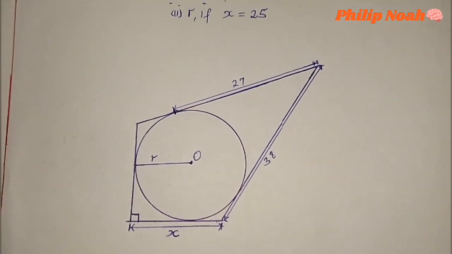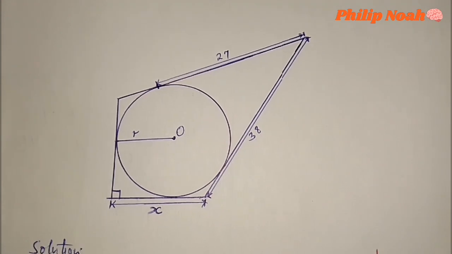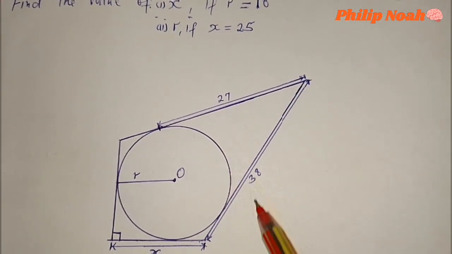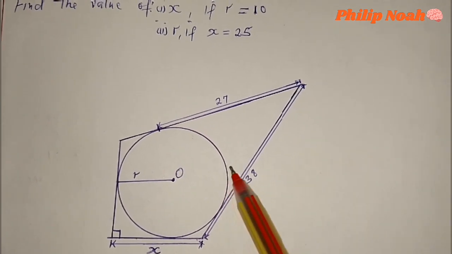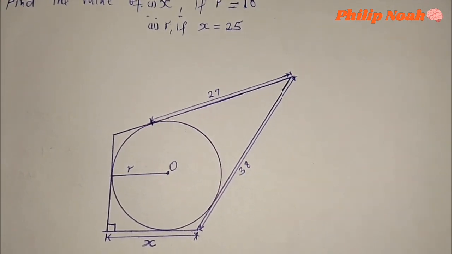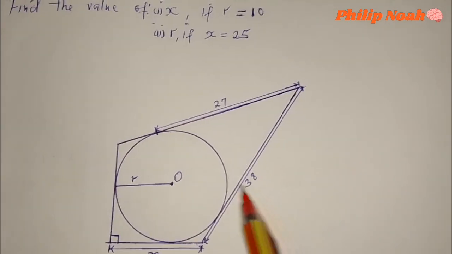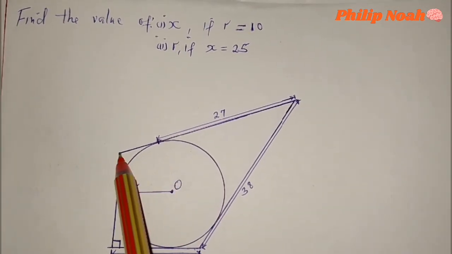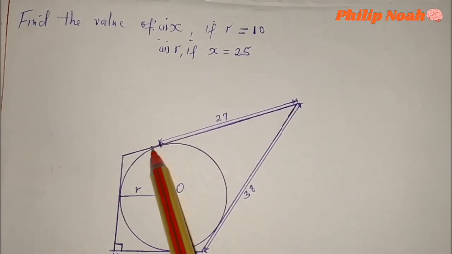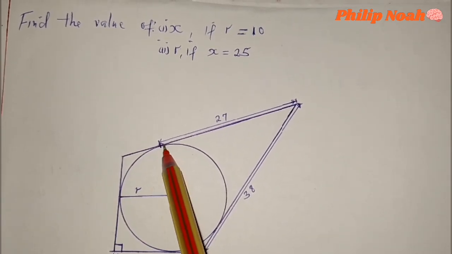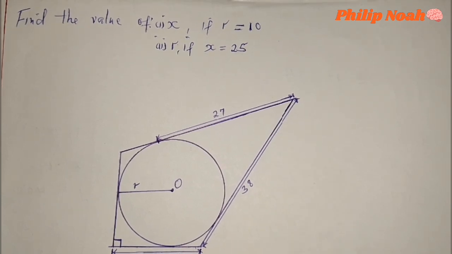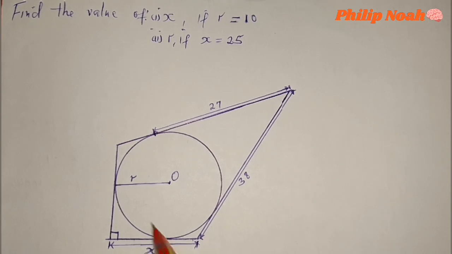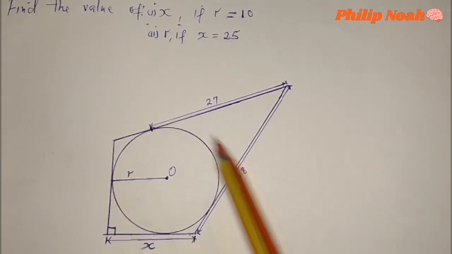So, as I have mentioned earlier, from this point to this point is 27, and from this point to this point is 38. You have to remember some properties of this kind of problem. This line here, from this point to this point, is a tangent to the circle, as you can see. Also, this one is a tangent. They are touching these particular points of this circle.